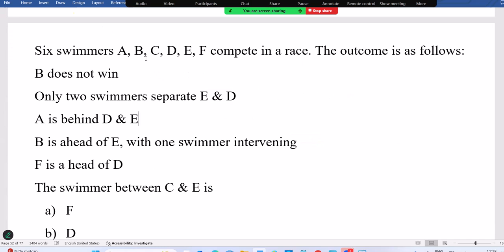6 swimmers are there, competing in a race. A is behind D and E. D before E or E before D, we don't know. And there are two persons between E and D, or D and E. It can be ED or DE, we don't have clarity. B is ahead of E with one swimmer intervening, so one swimmer is in the gap. B is ahead of A.